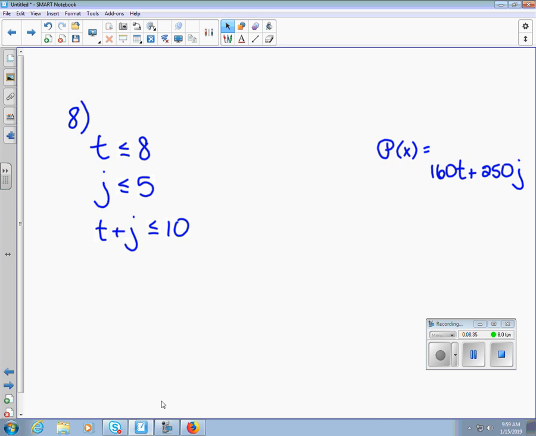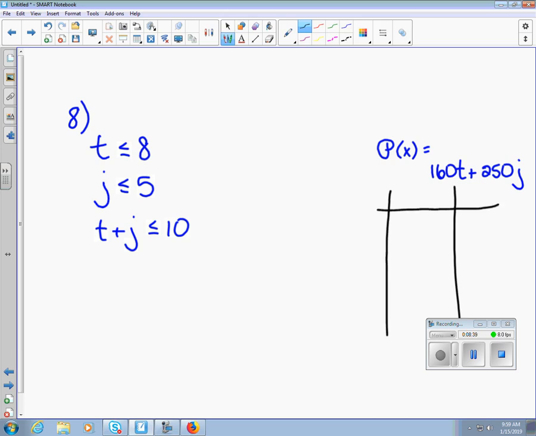So our critical points again, I'm just going to go right to a table here. I have 0, 5. I don't know why I made 2 of them, but whatever. 5, 5. Why did I do it that way? I don't like that. Let's do it this way. So 0, 5, 0, 0, 5, 5, 8, 0, and 8, 2. And then you just plug it into your profit.